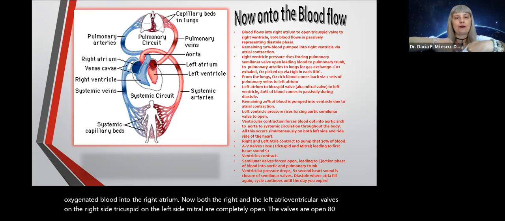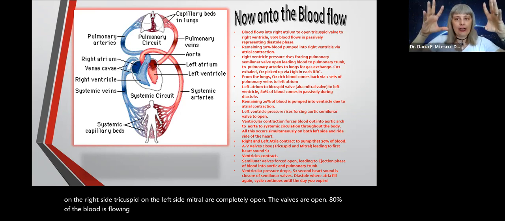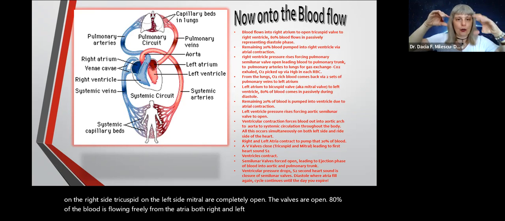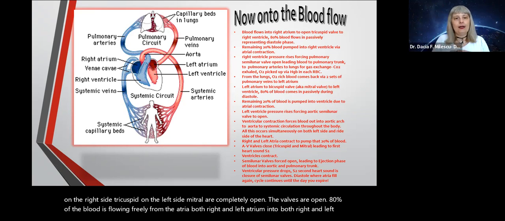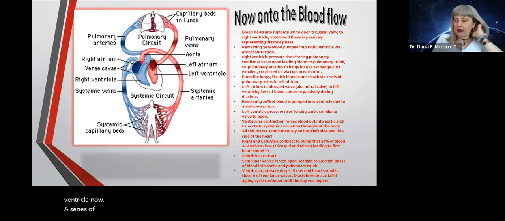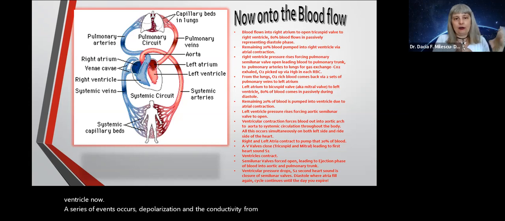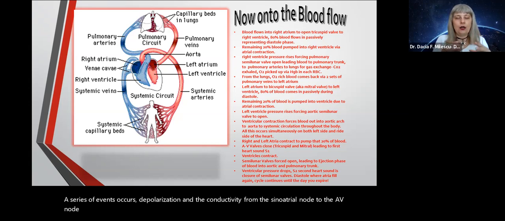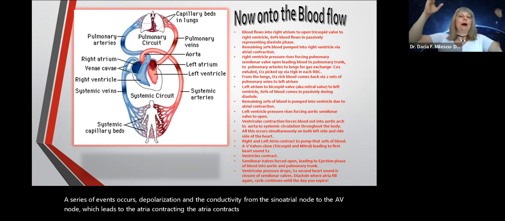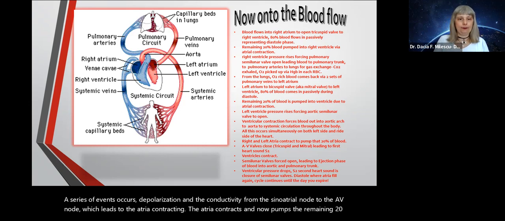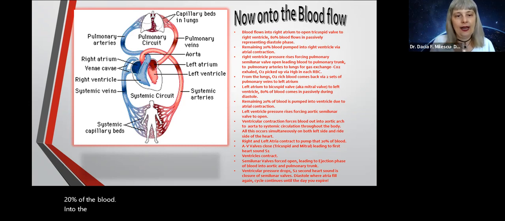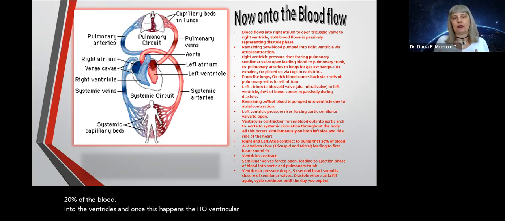80% of the blood is flowing freely from the atria, both right and left atrium, into both right and left ventricle. Now, a series of events occurs, depolarization and the conductivity from the sinoatrial node to the AV node, which leads to the atria contracting. The atria contract and now pump the remaining 20% of the blood into the ventricles. And once this happens, the atrioventricular valves close. This is S1, or the first heart sound.